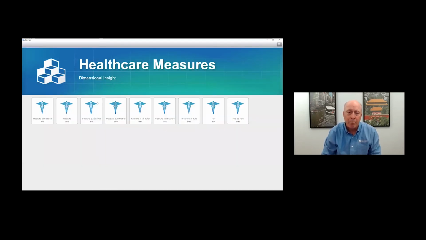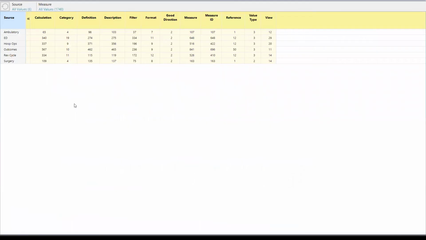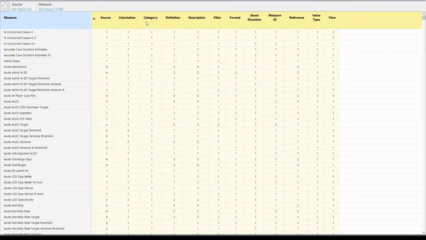So this is DiveTab, and this application is integrating the metadata across 6 different healthcare applications. This metadata is generated automatically by the Measure Factory during each factory refresh. So what we're seeing here is 6 different healthcare applications and all of the metadata generated by those. So one of the things we might want to do is look at the integrity of measure definitions across all of those applications. So in DiveTab, I'm going to change my dimension to measure.